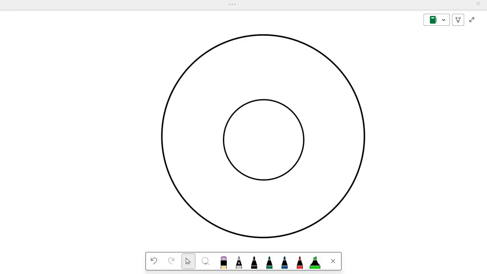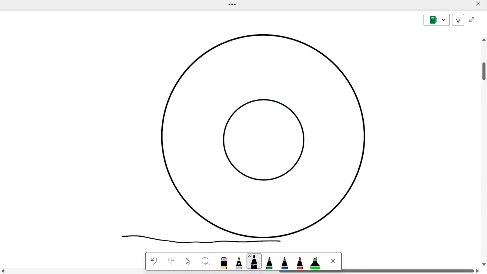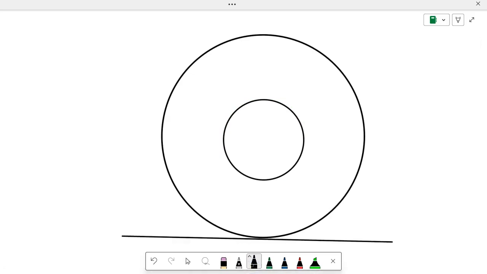Here's a side view of a spool of thread perhaps, and there's a string wrapped around this inner part. And then if you place the spool on a table, well, by pulling on the thread, the spool will roll, and how it behaves can be interesting.